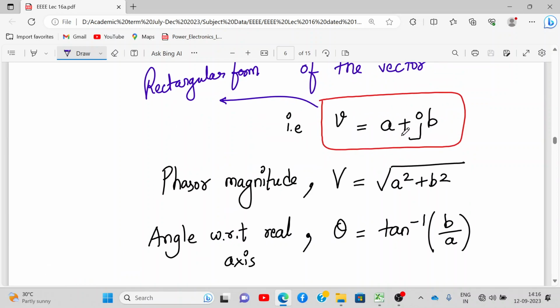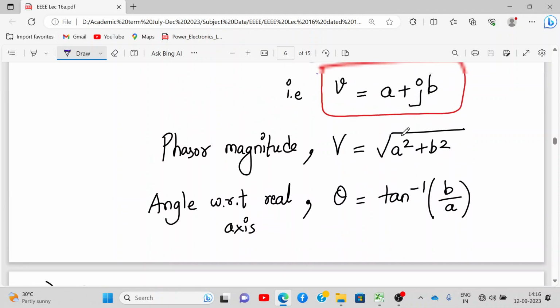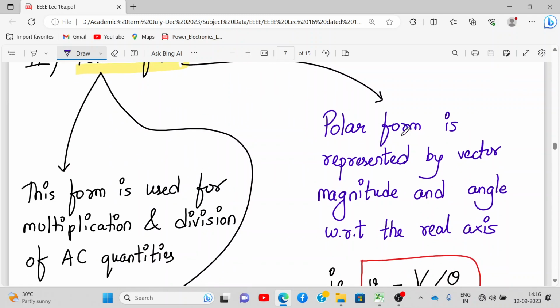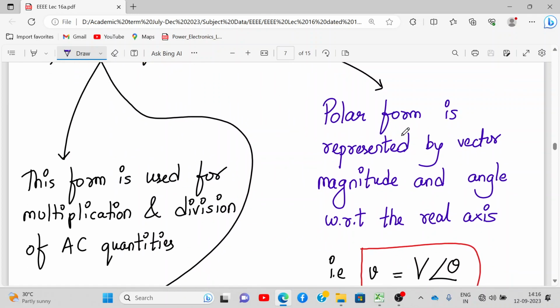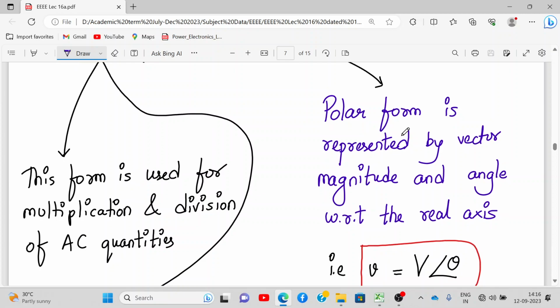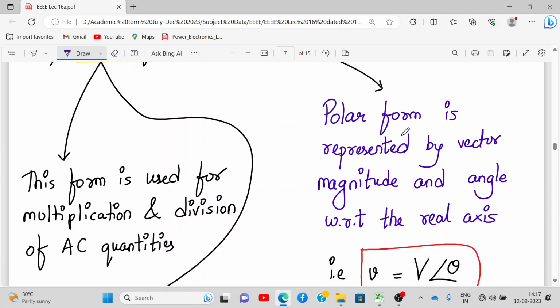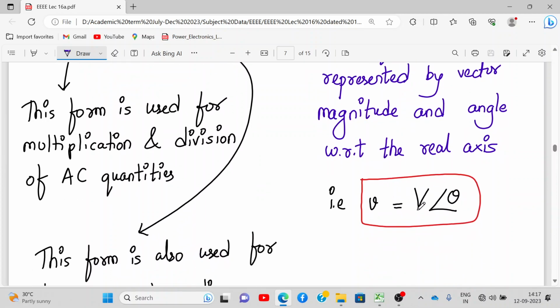Okay. Now we go to polar form. Completed this much? Now we go to polar form. Polar form is used for multiplication and division. If you want to divide or multiply any AC quantity, we use the polar form. So write polar form, and it is represented by its magnitude and angle. Now what was the magnitude in rectangular form? Square root of A square plus B square. And what was the angle? Tan inverse of B by A. So here it is represented like this, where vector V is capital V angle theta. So this is the polar form.